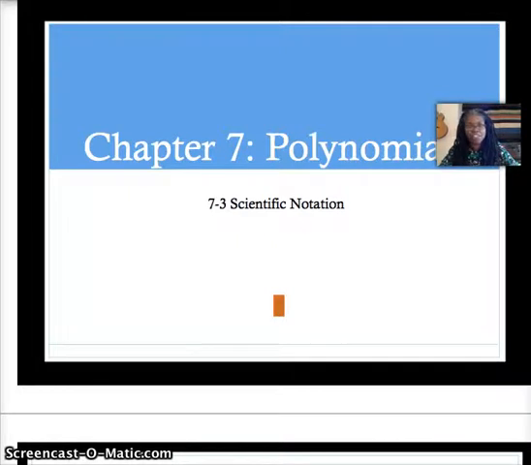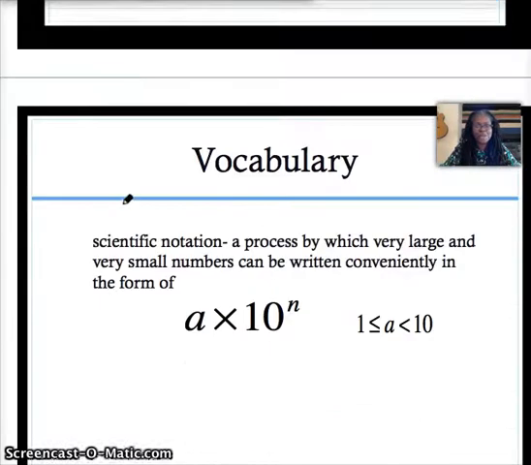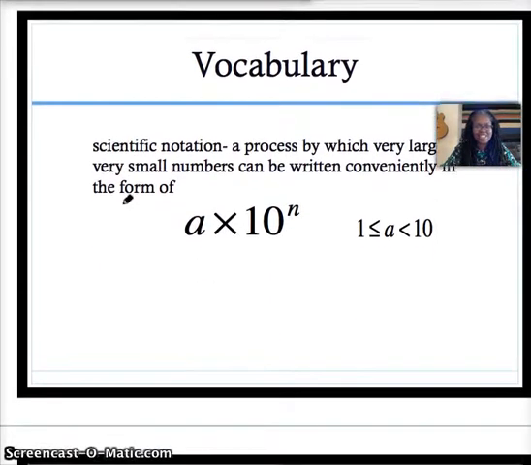If not, don't worry, it'll still be relatively simple, and we'll talk about its applications in class and hopefully a couple times throughout this presentation. All right, so let's take a look. Our only vocabulary word today is scientific notation.